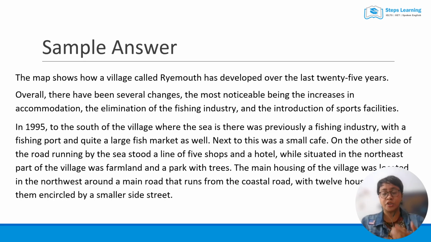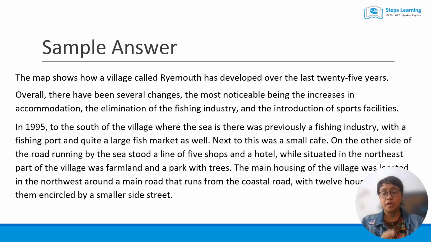So you can just restate the introduction. The map shows how a village called Rymount has developed over the last 25 years. And then for your overview, give what are the major changes. Overall, there have been several changes, the most noticeable being the increases in accommodation, the elimination of the fishing industry, and the introduction of sports facilities.